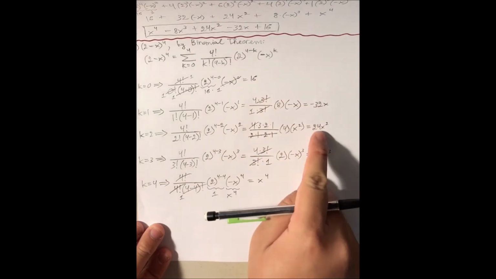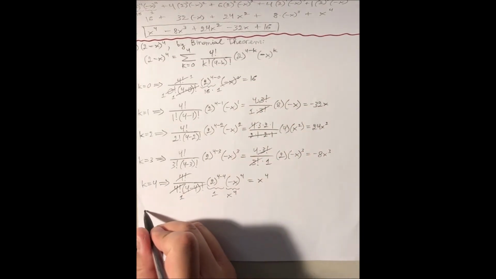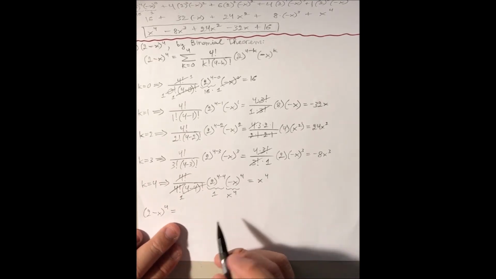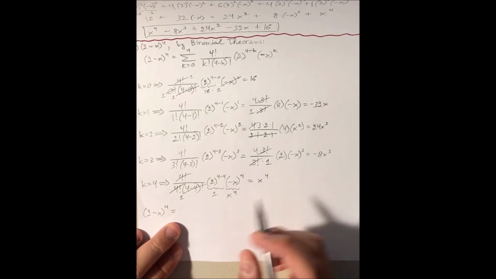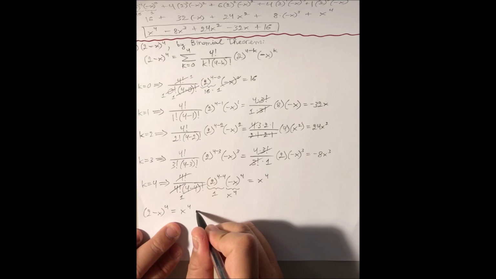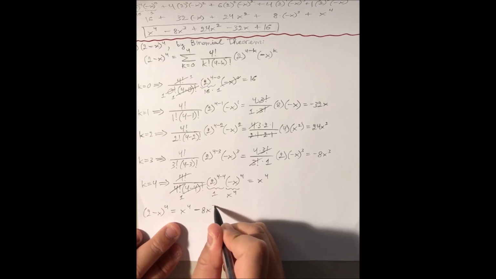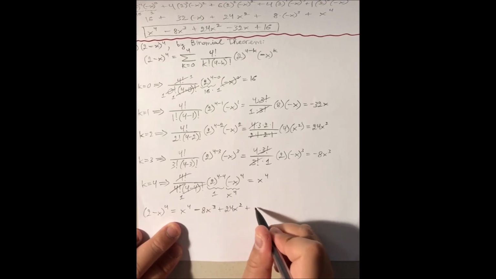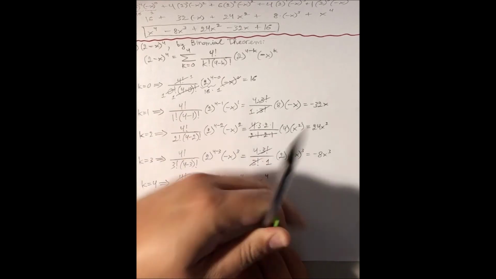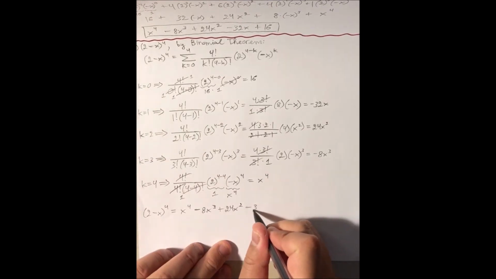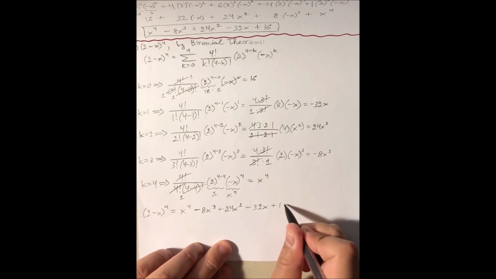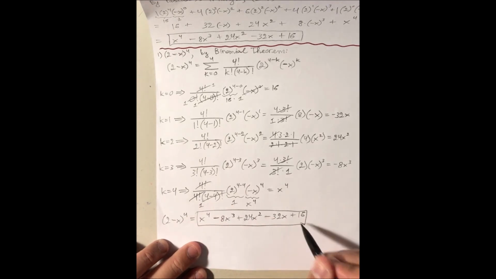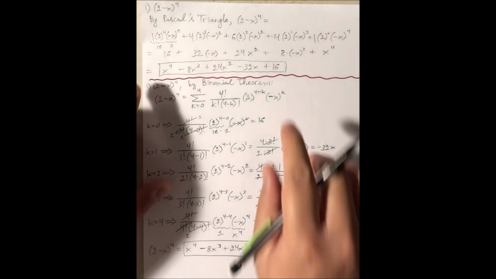So adding everything together, 2 minus x raised to the fourth is going to be equal to the sum of, starting with the highest exponential power of the x first, x to the fourth, plus negative 8x to the third, plus 24x squared, plus negative 32x, and then plus 16. But hey, guess what? Our answer, using the binomial theorem, is the same as the one above.